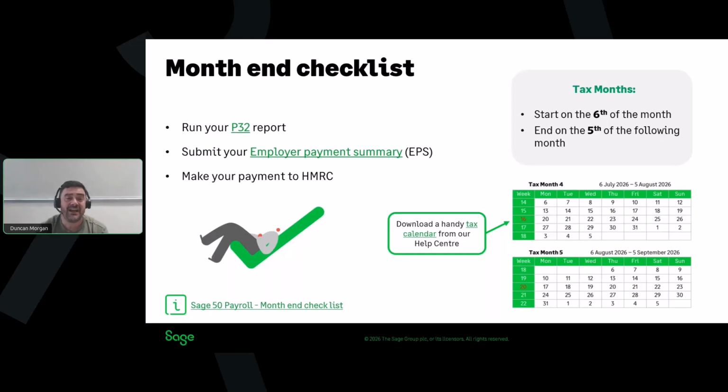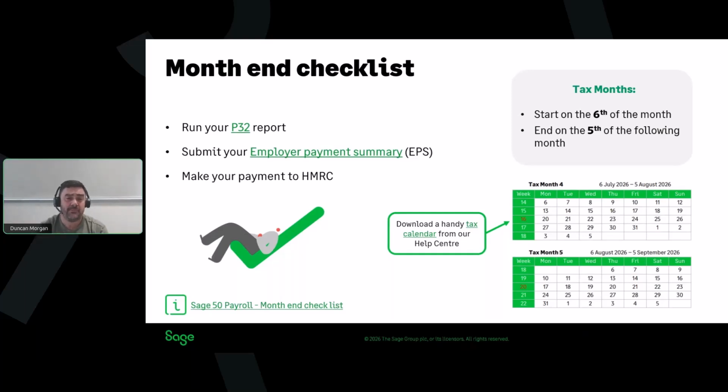You would then submit an Employer Payment Summary or EPS if required, and we'll explain when you need to send an EPS and when you don't. And the third thing to do is to make your payment to HMRC. So you might pay by direct debit, you might have a different payment method. Payment deadline is the 22nd of the following month, or the 19th of the month if you pay by cheque.